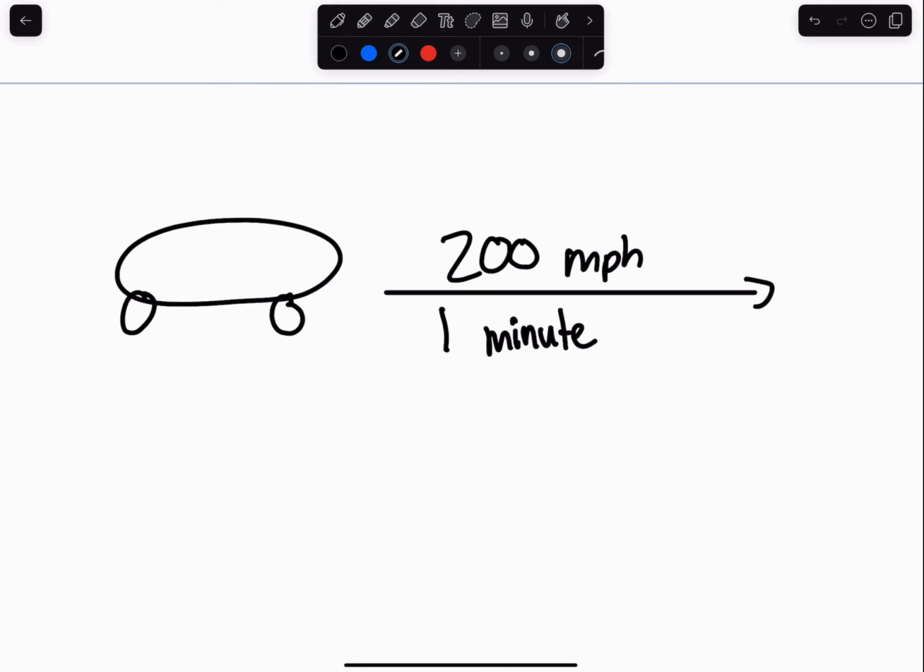Well, what's the acceleration here? I'll give you a second to think about that. Well, this is kind of a trick question because there is no acceleration. This Batmobile doesn't change speed or direction for the entire minute, meaning there can't be an acceleration vector.